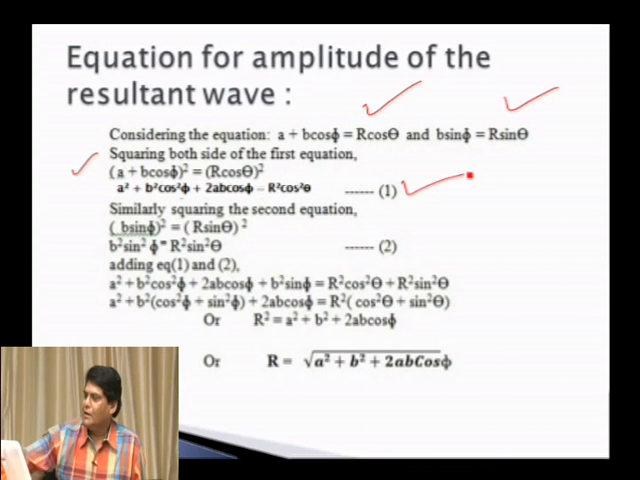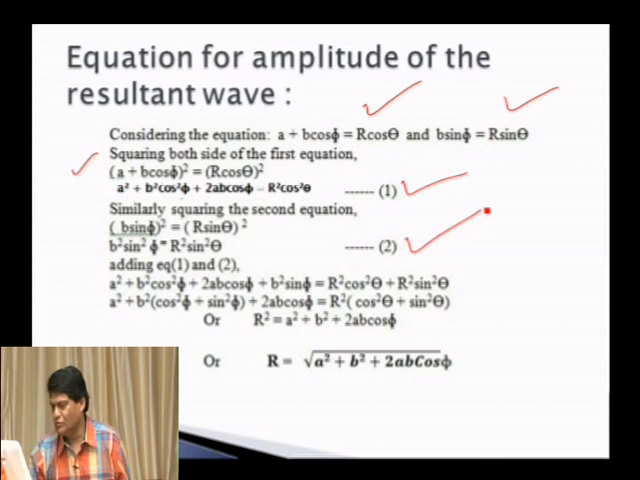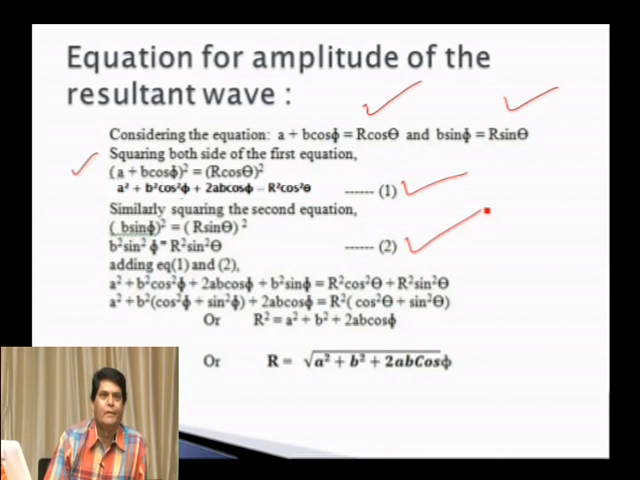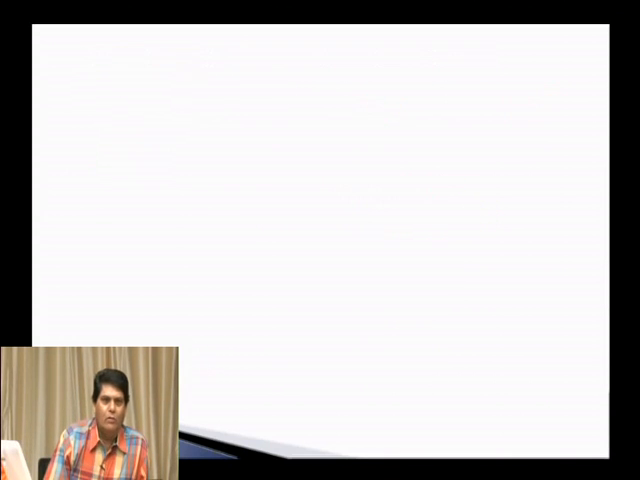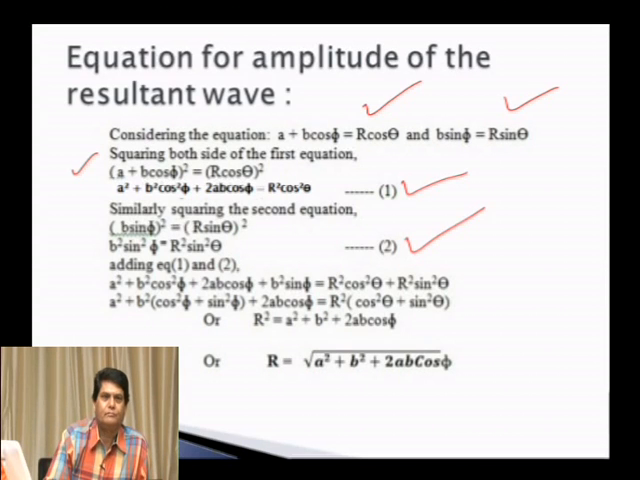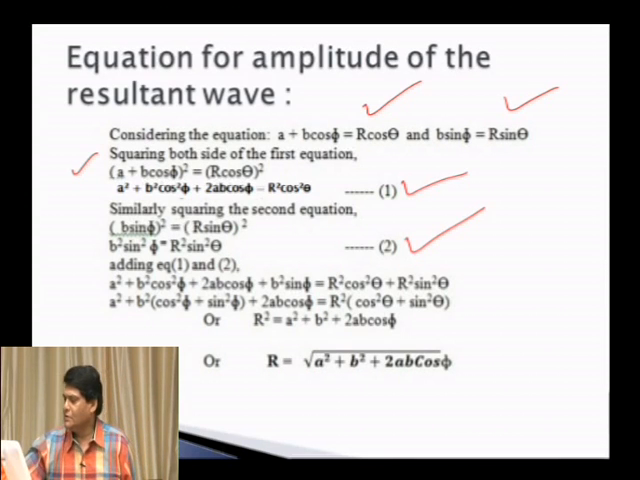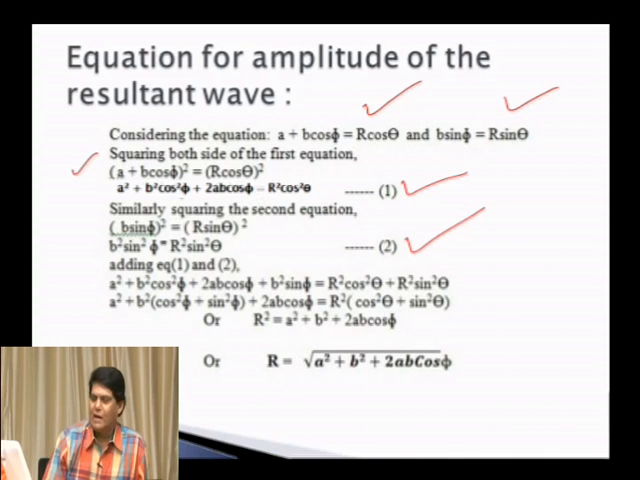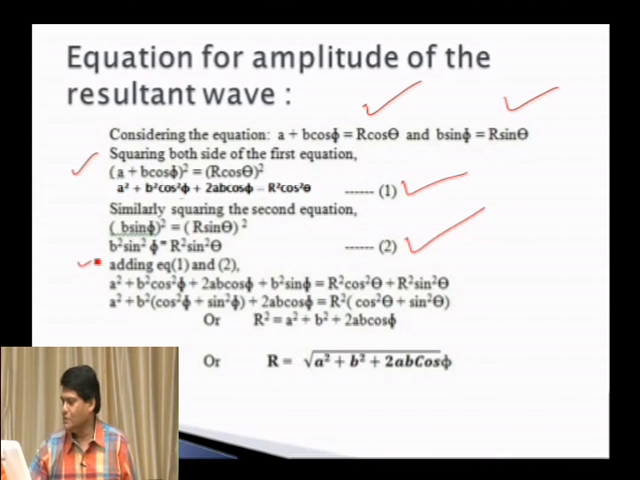Similarly, let us square the other expression. Squaring that, you get B square sin square phi is equal to R square sin square theta. You can call it relation 2. Now, adding relations 1 and 2, you get the next expression.